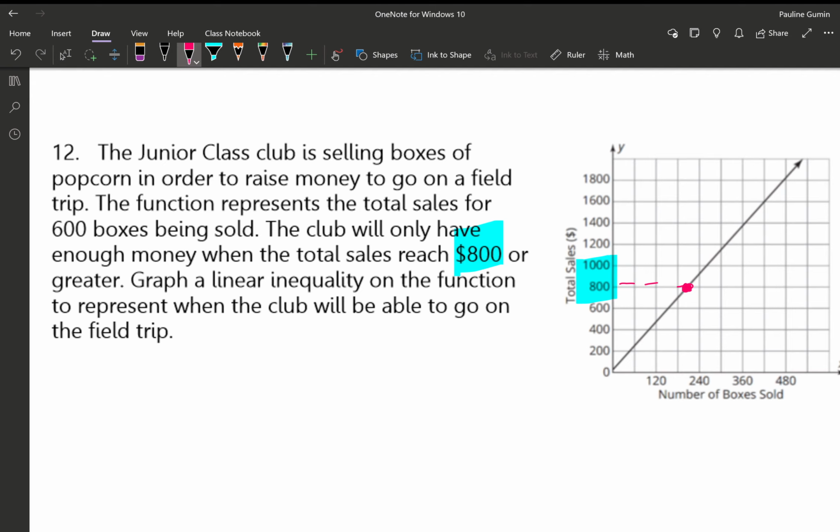But why stop at 800? Let's make more money. So we're shading this part of the graph. Anything over here would be us reaching our goal or even making more money. And that's really it.